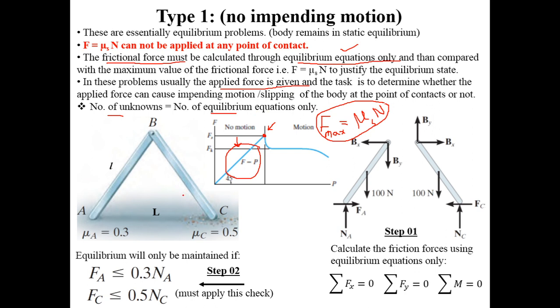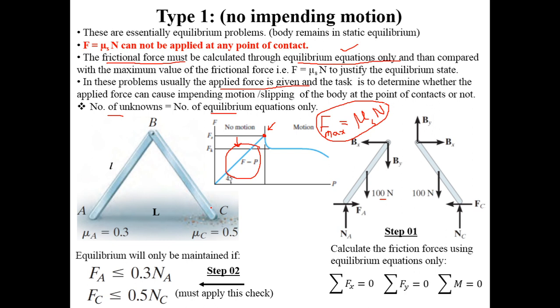Now let's look at this example. Okay, we have a two-member frame here, and it is in contact with the floor at two points, A and C, and the coefficients of static friction are given to you. Let us assume that the weight of these members is also known to us, which is 100 Newton. So the weight is given, and it is required to find out whether this two-member frame is going to remain in equilibrium under its own weight or not.